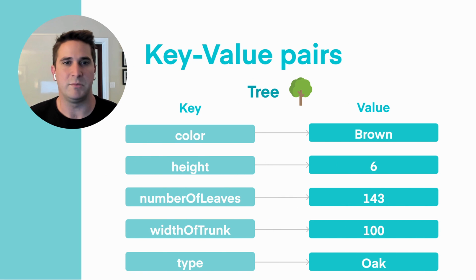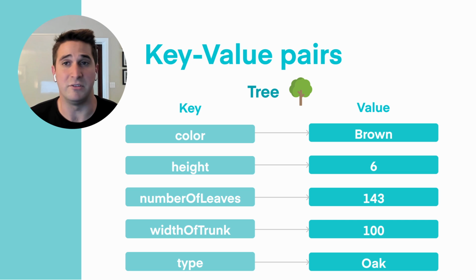So a lot like variables, key value pairs can be virtually anything. So for example, color of tree might be brown. Height of tree in meters might be 6. Number of leaves on tree might be 143. Width of the tree trunk in centimeters, 100.